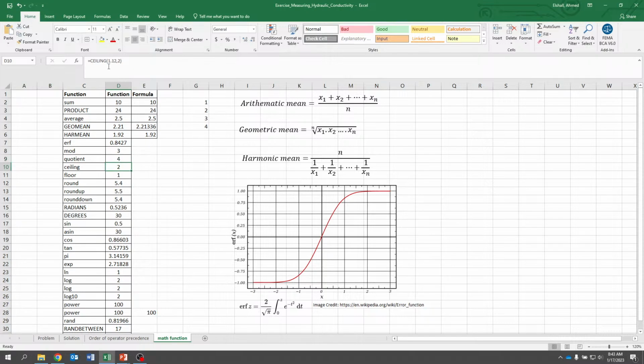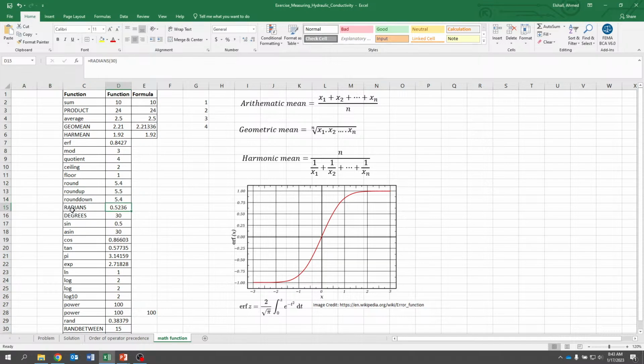Ceiling, for example, I want to ceil this number. When you use ceiling, it tells you what number you want to ceil, like 1.12, and what the significance is, the significant digits, like 2. So I want to ceil it to the top, so that would be 2. For example, I want to floor 1.2, that's the opposite of ceiling. So ceiling goes to the top, floor goes down. Round, so I want to round this with one significant digit. I want to round it up, round it down.